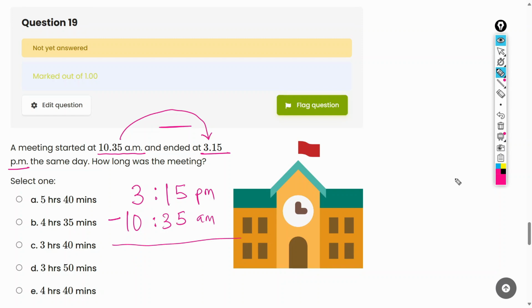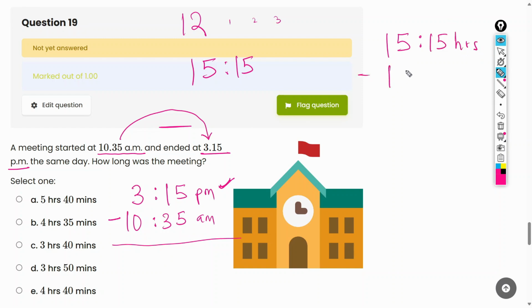Now, whenever we're dealing with questions like this, where you have something in p.m., it's best to change that to hours so that you can easily subtract. You know that your clock stops at 12 and then starts counting from 1 all over again. So from 12 to 1 to 2 to 3, that's an additional 3 hours on top of 12. So that will be 15 hours and 15 minutes, and then minus 10 hours, 35 minutes.